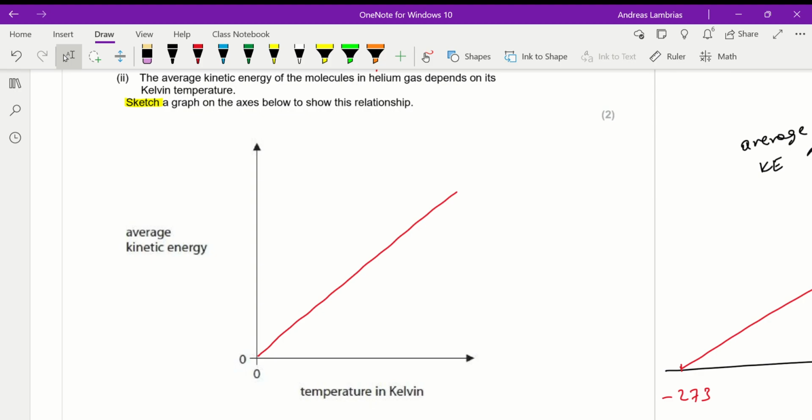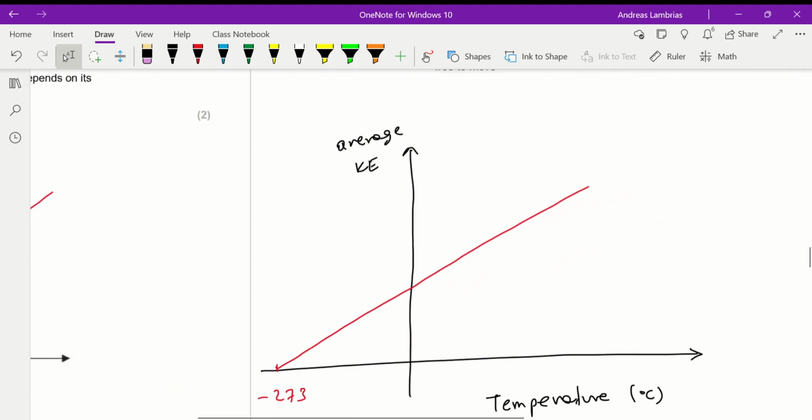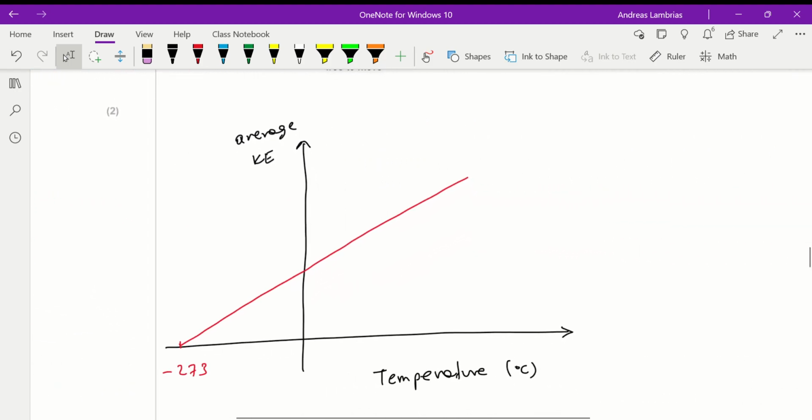If the question was asking us to sketch a graph of the average kinetic energy with the temperature in Celsius, then the graph should have looked like that. So we have negative values for temperature in Celsius. The lowest possible value for Celsius will be minus 273, and then we have the same pattern, the same line, but it's going back on the negative x-axis until it reaches minus 273.